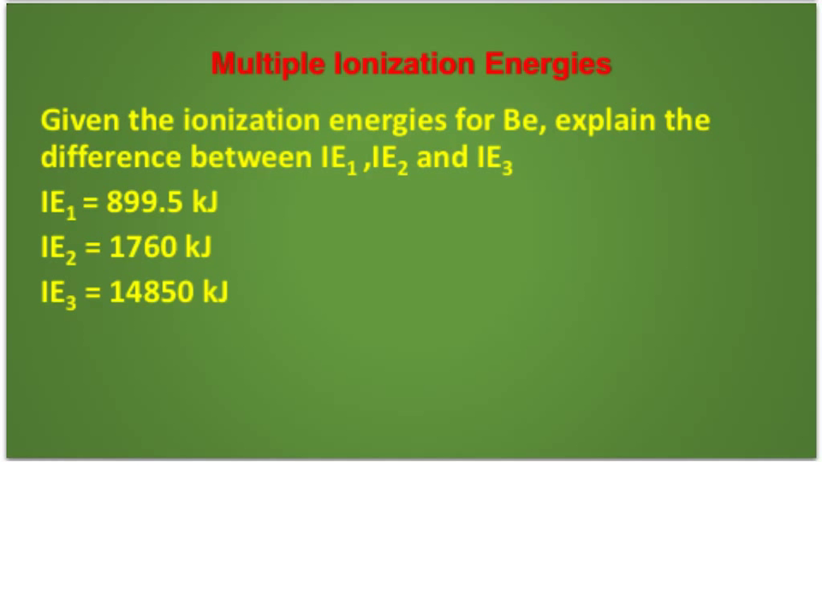So, given the ionization energies for beryllium, explain the difference between ionization energy 1, 2, and 3. What I need you to do now, on your note sheet, you have this, I need you to write it. You're going to have to pause the video for a bit, write out your answer, and then come back and look at the video to get your answer. It is important that you pause here and write your answer, because you will be required to do a lot more writing. Okay, so go ahead, pause the video, and once you've written your answer, come back and compare it. If you need to make changes, go ahead and make the changes.